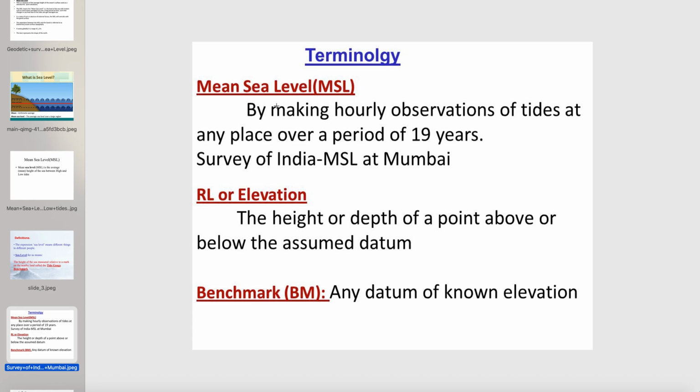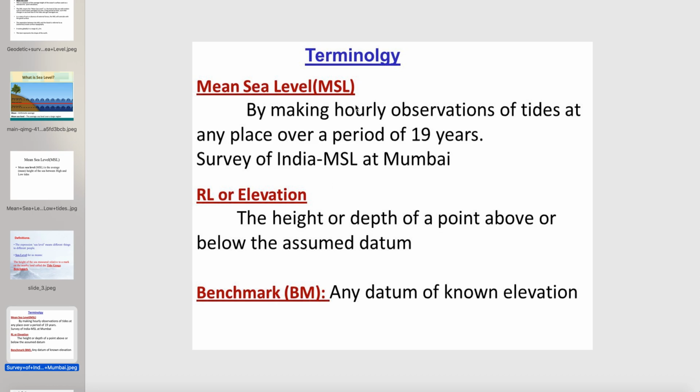Mean sea level, MSL, terminology. By making early observations of tides at any place over a period of 19 years, the Survey of India mean sea level is at Mumbai. RL, or elevation. RL means, I can't remember the term now. It's something level. I won't go into it now. The height or depth of a point above or below the assumed datum. So elevation above or below a point of mean sea level. Benchmark, any datum of known elevation. So that's just some basic terminology.